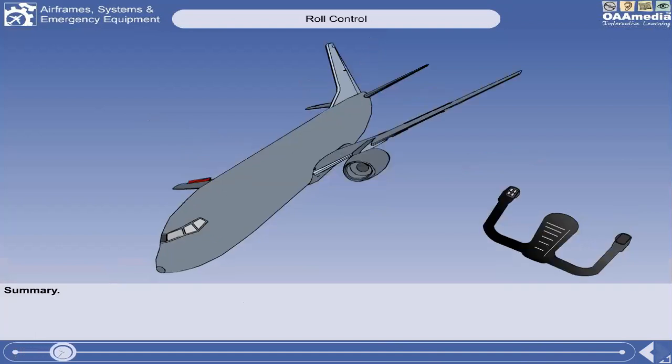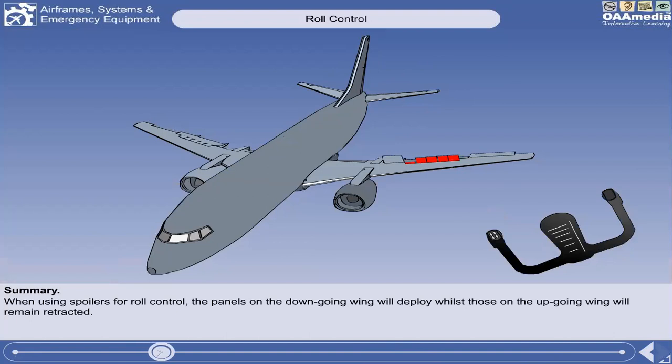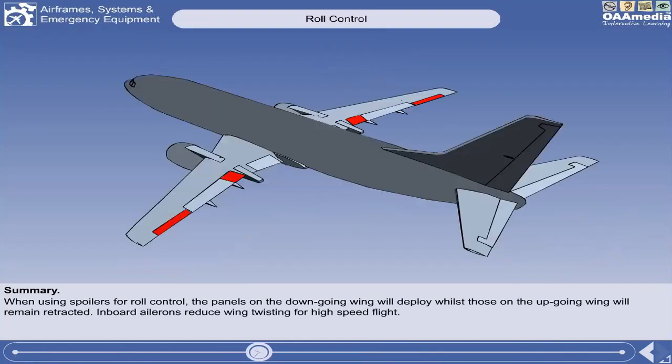Here are the important points you should take from it. Spoilers may be used for roll control. Remember that the panels on the downgoing wing will deploy, whilst those on the upgoing wing will remain retracted. Inboard ailerons are used to reduce wing twisting for high-speed flight. The outboard ailerons are normally disabled when the trailing edge flaps are fully retracted.